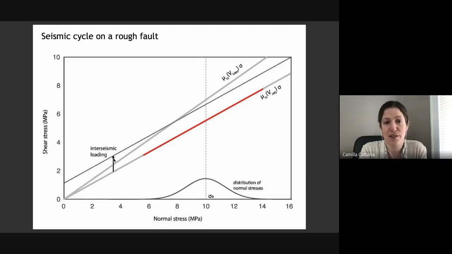So we can now think of the interseismic loading just as a shift along the y-axis. And what you can clearly see is that points that have low normal stress are going to reach failure sooner. It's quite intuitive because the stress drop is smaller for these locations, so that for a given uniform shear stressing rate, we expect them to reach failure sooner. And so now we need to think about what happens when these points with very low normal stress reach failure.